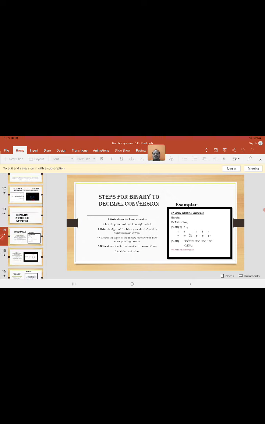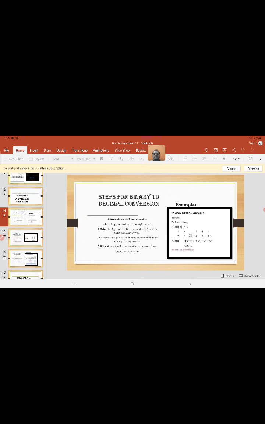In this class we are going to see the steps for binary to decimal conversion. How do we convert a given binary number into a decimal number, that means base 2 to base 10? Here is an example, given as 10.111 base 2, and you have to convert this into decimal. Here the integer part is present and the fractional part is also present.